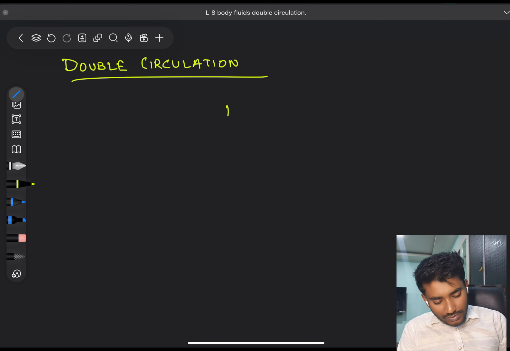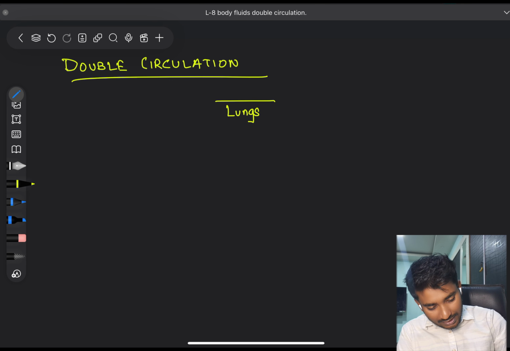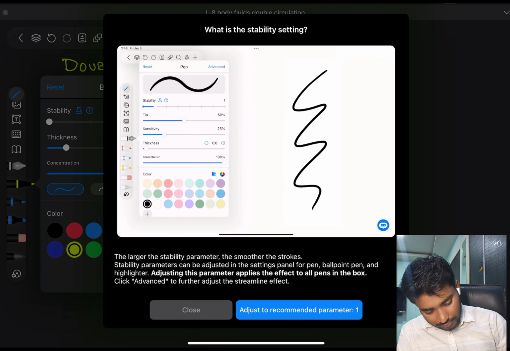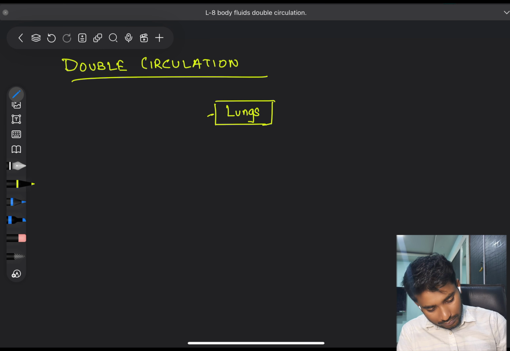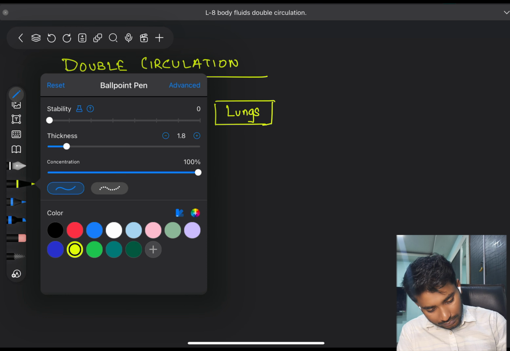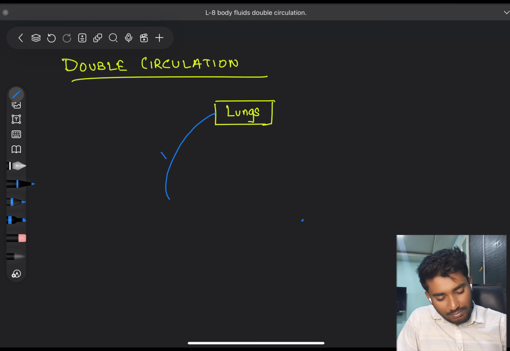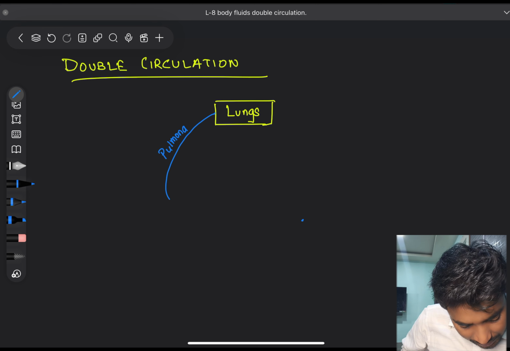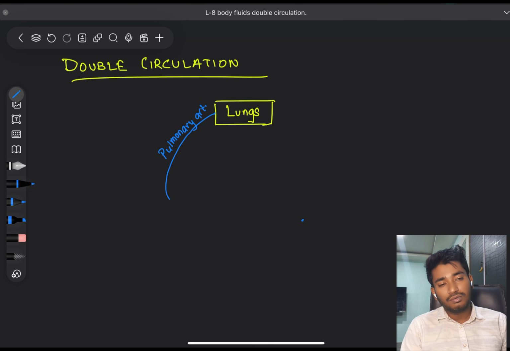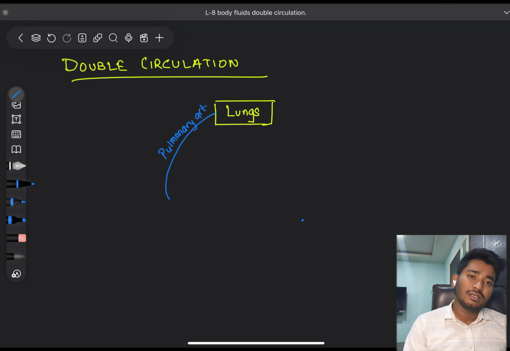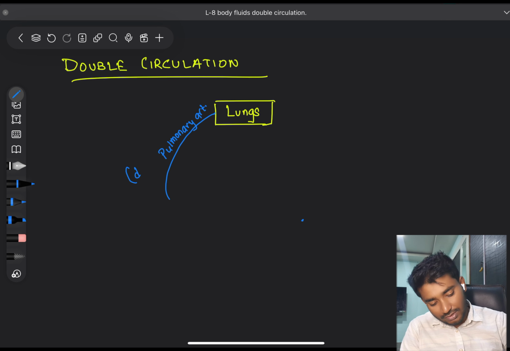So let this be the lungs. This is the blood carried by the pulmonary artery. What kind of blood does the pulmonary artery take out? The pulmonary artery takes out the deoxygenated blood. So this blood is deoxygenated blood.